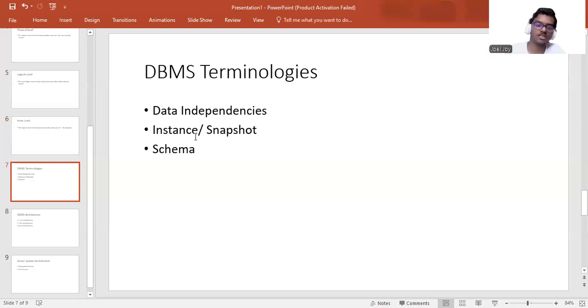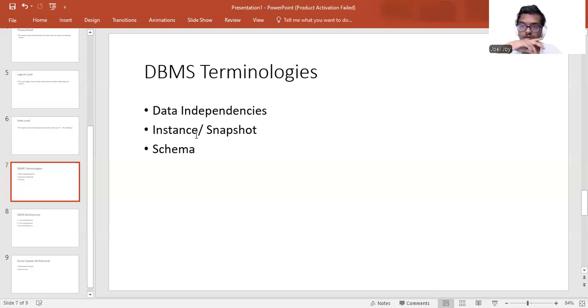The next term is instance or snapshot. As we know, when we have data, it changes over a period of time as the user inputs values, user adds and deletes the values. The database varies. So data that is stored at a particular instance or a particular time is called the instance or snapshot of the database.